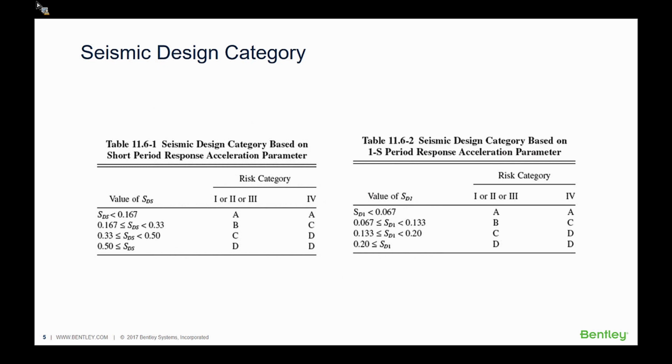Next is the seismic design category. Structures shall be assigned an appropriate seismic design category as outlined in these two tables. These are from ASCE 7-10. And as you can see, it depends on the risk category and the spectral design response acceleration parameters, SS and SDS and SD1. If the seismic design category comes out to be different based on these two tables, we need to choose the more severe one.